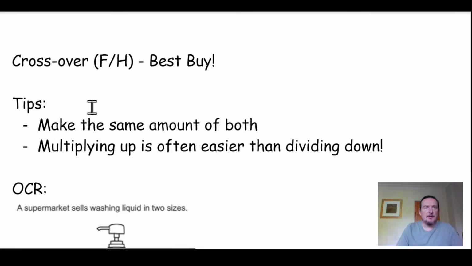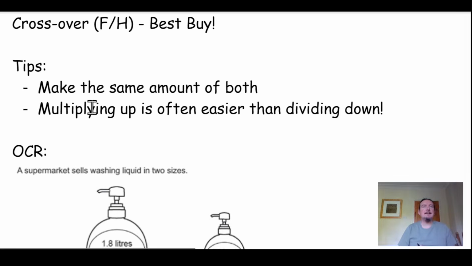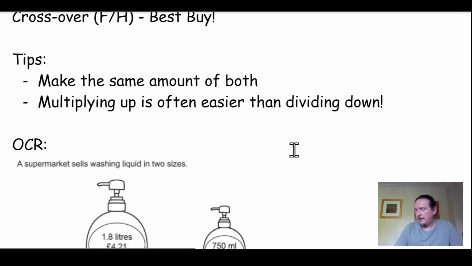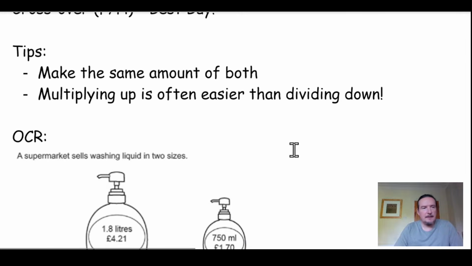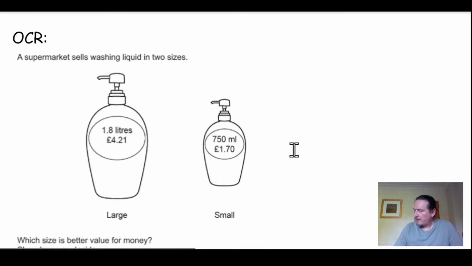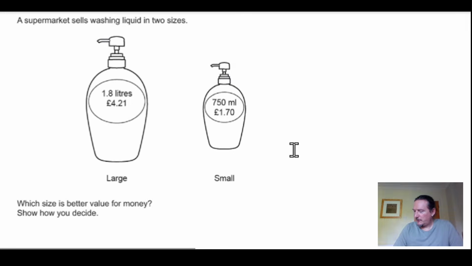For best buy questions, the top tip is to make sure that you get the same amount of both things. If you've got a best buy question, you need to have identical amounts of the two things you're comparing, otherwise you're not going to score any marks on those sorts of questions. The other top tip is that often multiplying up is a lot easier than dividing down. We'll see that with some of these questions, I'm sure.